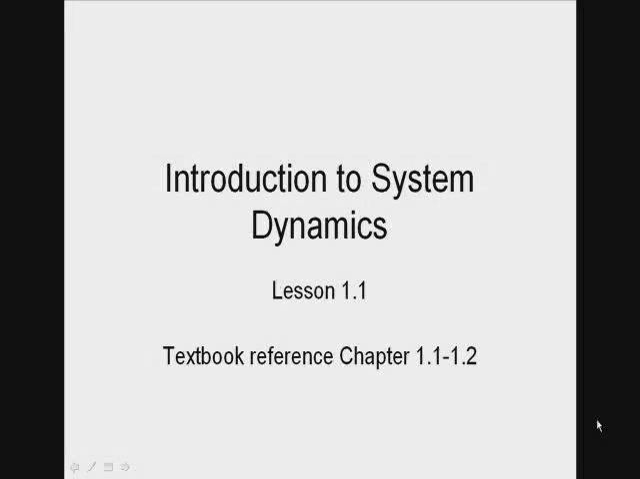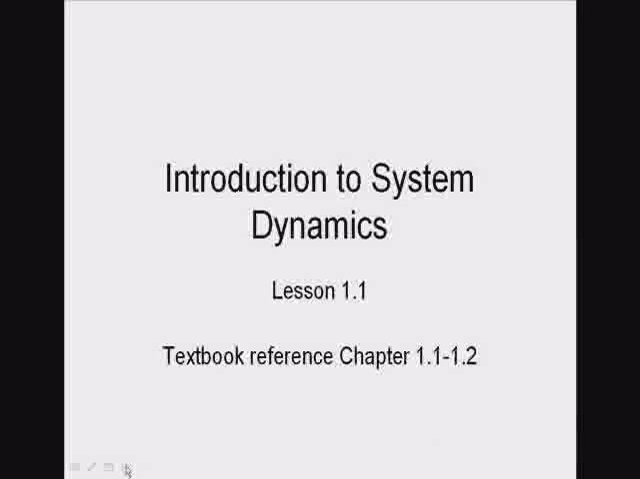Hopefully, it's mostly review for you, but I did think it was important to quickly go over it to make sure that we're all starting out on the same page. So I'm going to move right on. This lesson is coming to you from chapter 1.1 and 1.2 in the textbook.